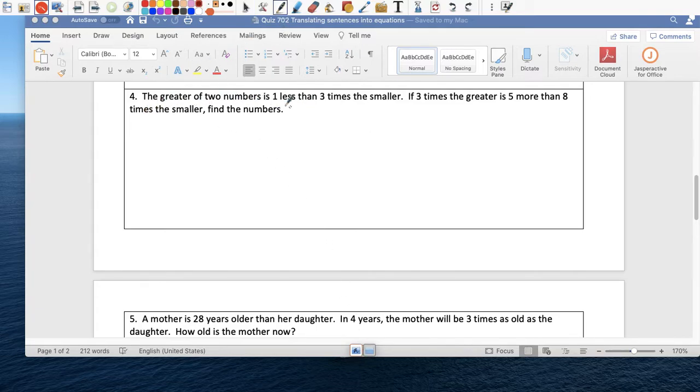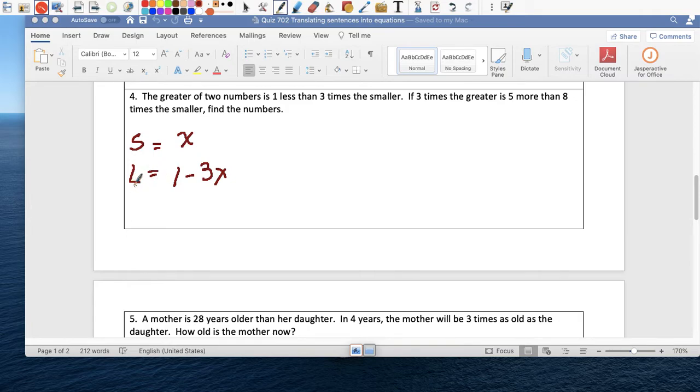The greater of two numbers is 1 less than 3 times the smaller. All right, so we have two numbers, a smaller one and a larger one. The greater is being described in terms of the smaller, so let's call the smaller x. The greater one is 1 less than 3 times the smaller one.